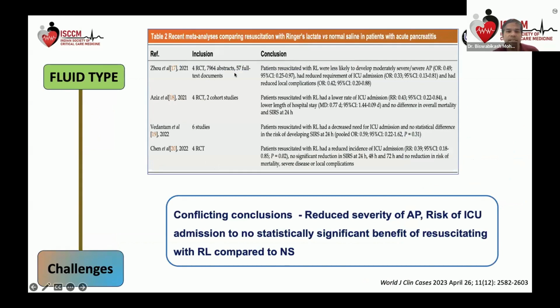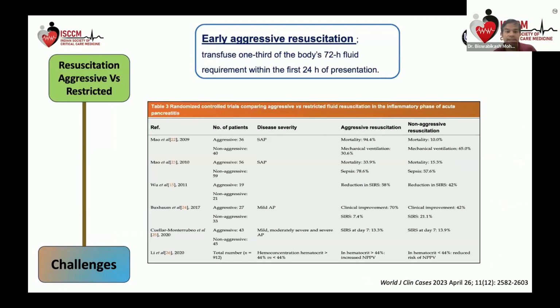If you can see, this is the recent meta-analysis. In this, they found that if you compare severity of pancreatitis, risk of ICU admission, or mortality benefit, there is no statistically significant benefit of resuscitating with RL compared to NS. That means still now we have to go for further research to decide which type of fluid we should use for acute pancreatitis.